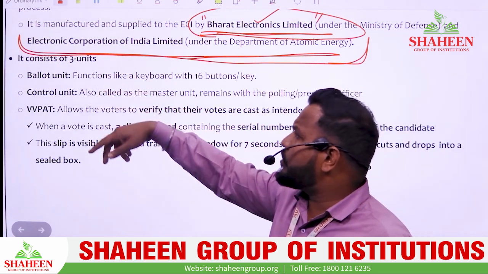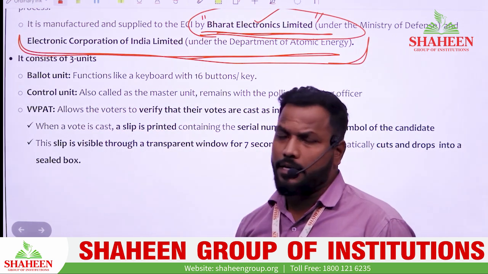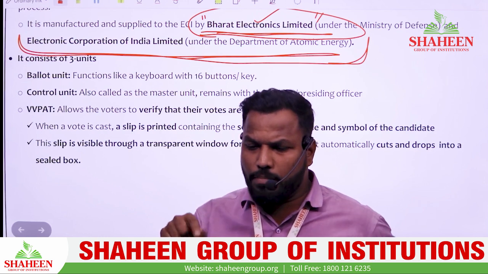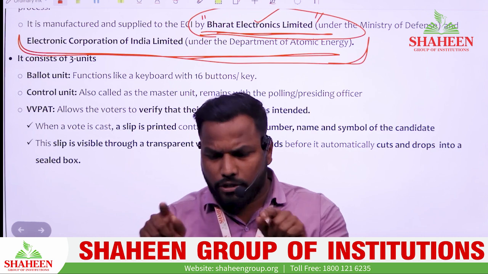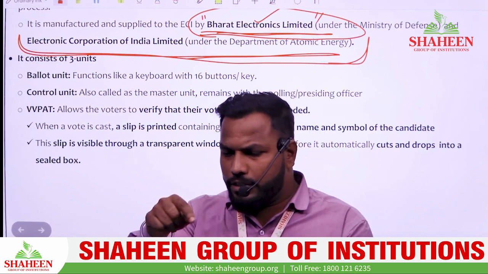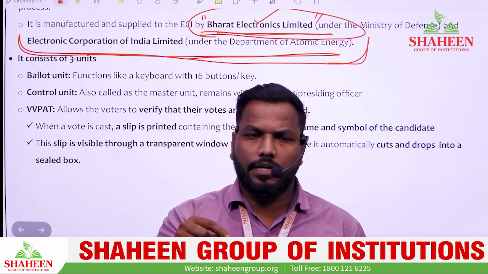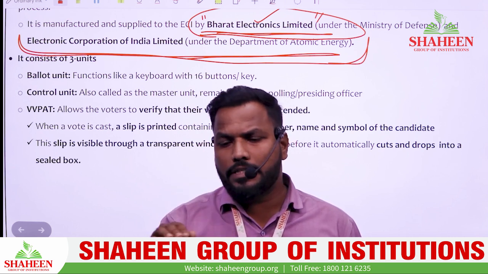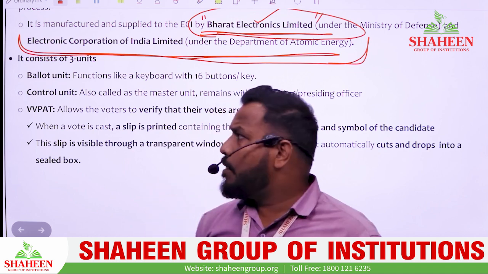So here it consists of three units: the ballot unit, the control unit, and the VVPAT. The ballot unit is the machine we press the button on, what we actually call the electronic voting machine. It has the buttons, the name of the candidate contesting the election, and the symbol of the party. You press that button. That small machine is called the ballot unit.